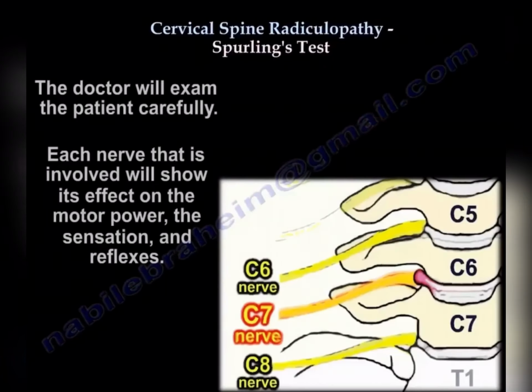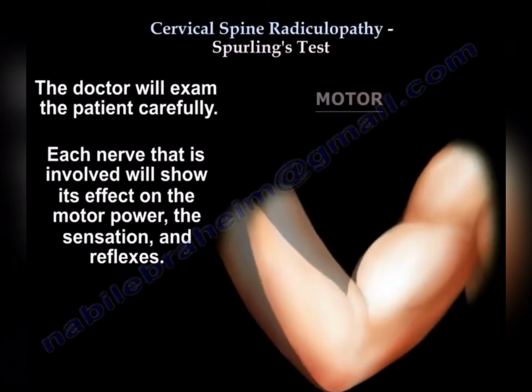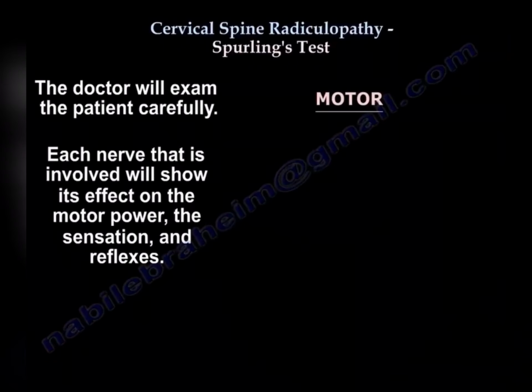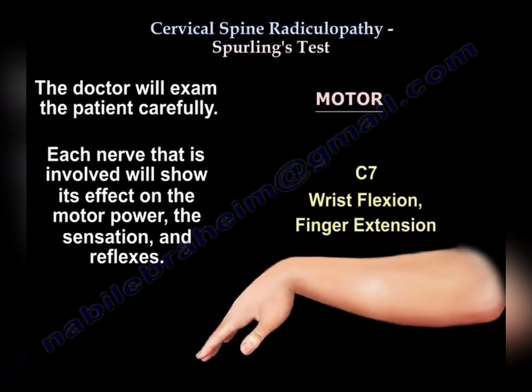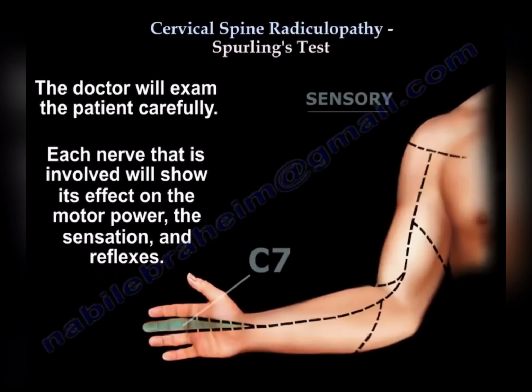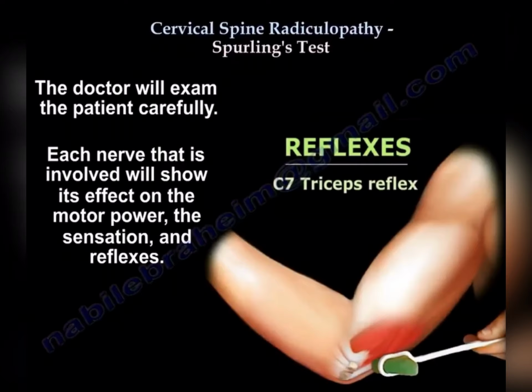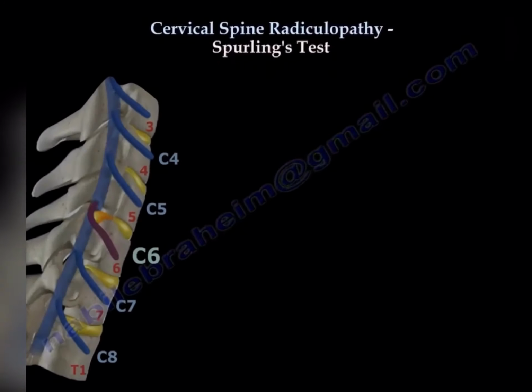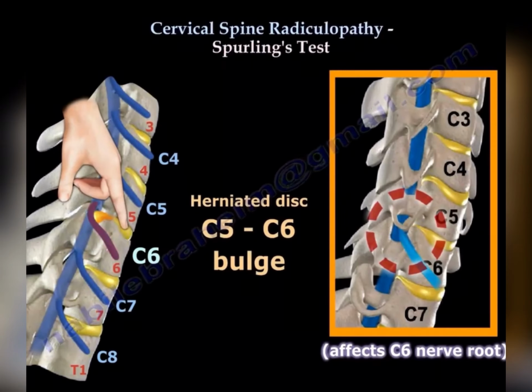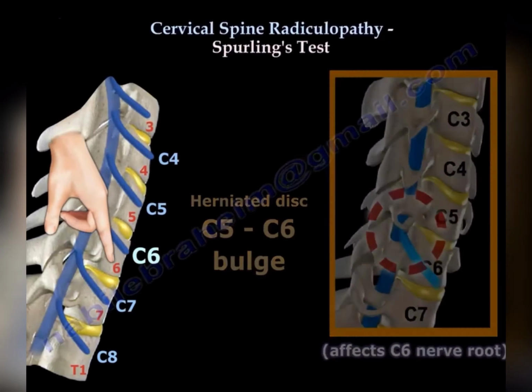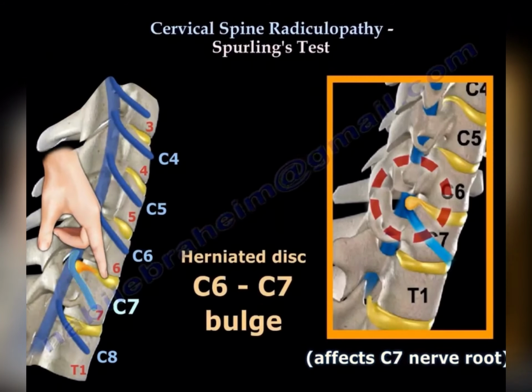So the doctor will examine the patient carefully, and each nerve involved will show its effect on the motor power, the sensation, and the reflexes. So let's take two examples, C5-C6 and C6-C7 disc herniation.